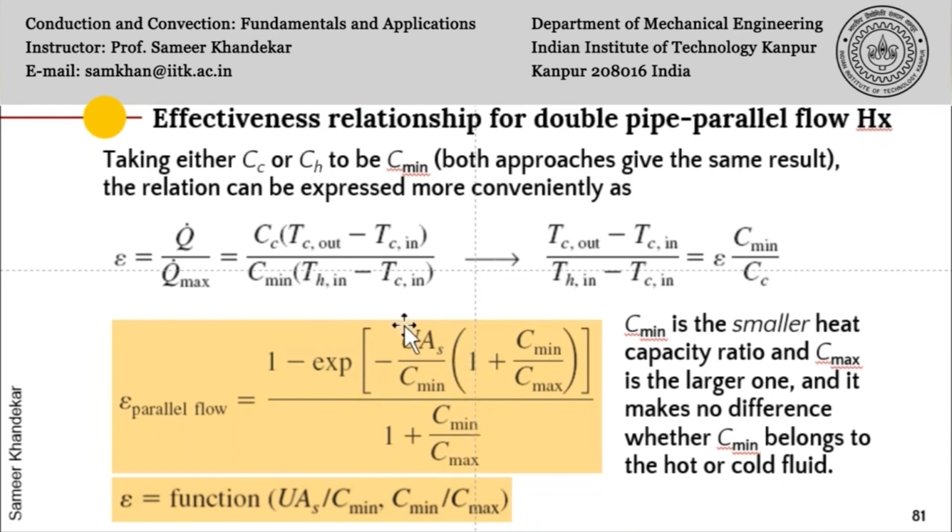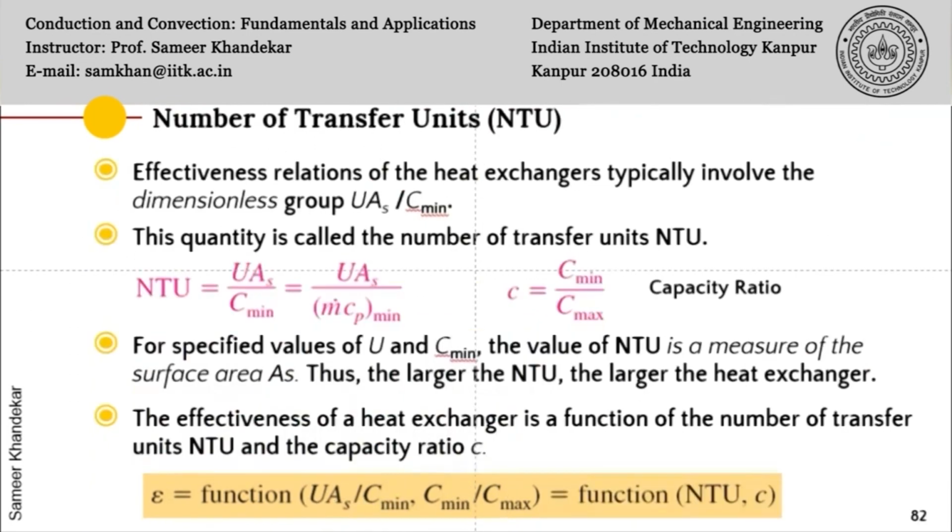So by looking at this expression of effectiveness for a parallel flow heat exchanger, we can immediately see that it is a function of these two non-dimensional quantities. One is the simple capacity ratio rate, or the smaller capacity ratio, Cmin upon Cmax. This is the respective thermal inertia of the system. And the other one is UA divided by Cmin, which we will now call the number of transfer units.